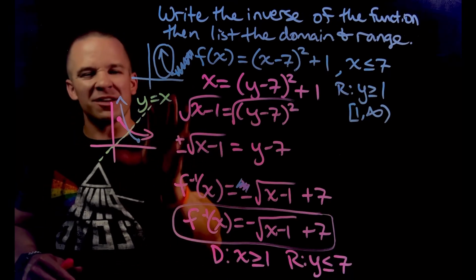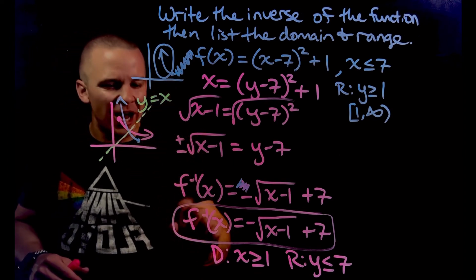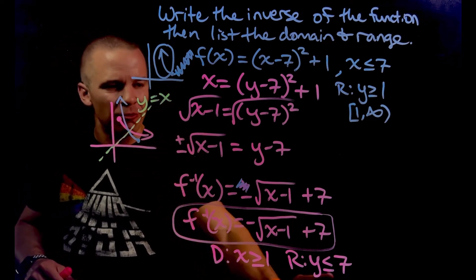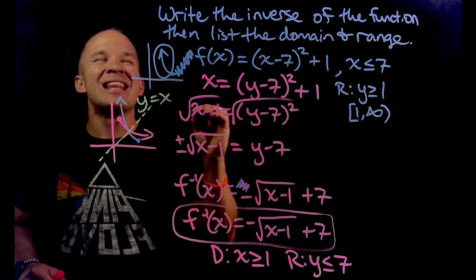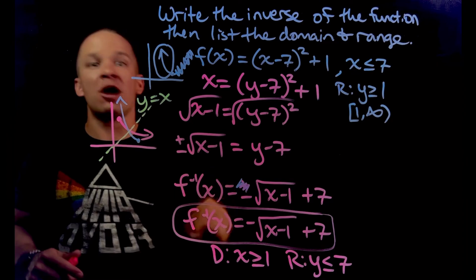And there we go, folks. We got ourselves a nice graphical representation. We've got our inverse function with our domain and range restrictions. We got our OG function with its domain and range restrictions. That was incredible math right there.